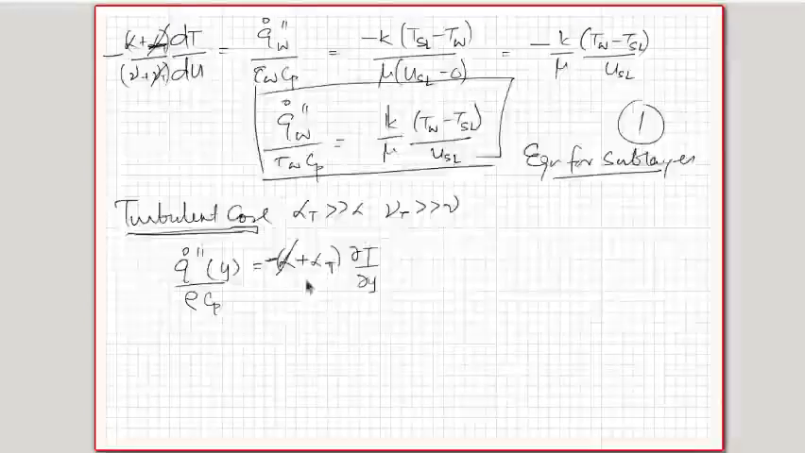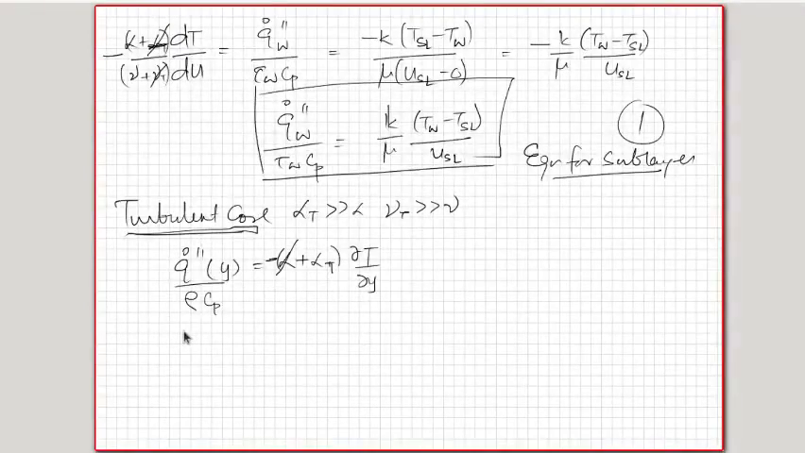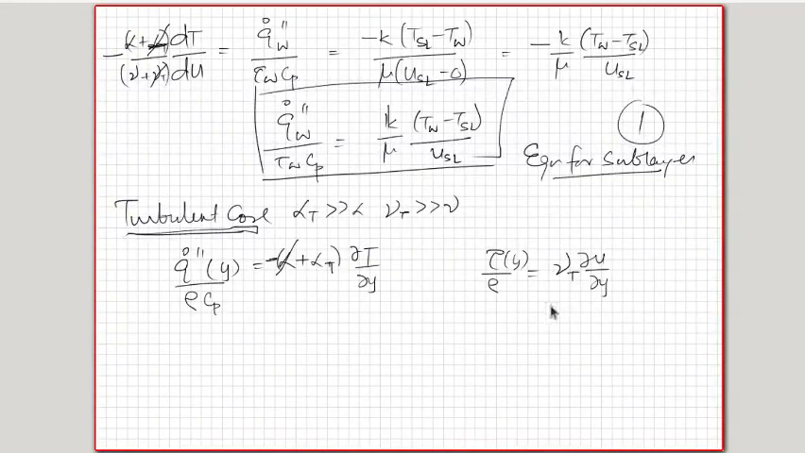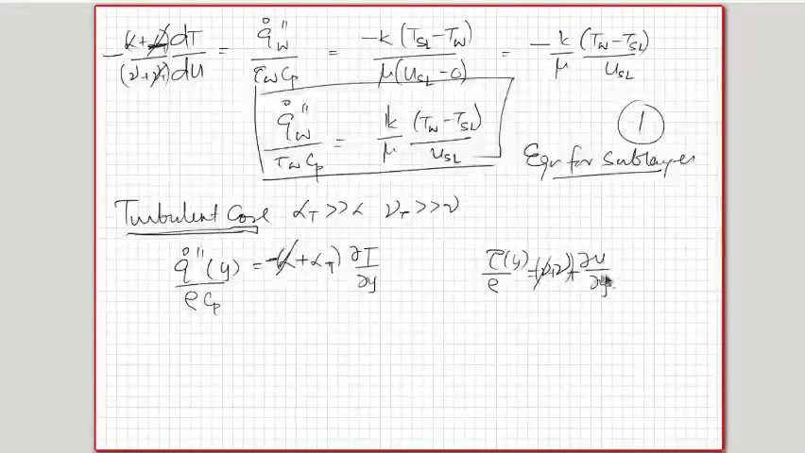In the same fashion, I can also write for the shear stress. The shear stress will be tau divided by rho, so this is tau at any y, and this would be equal to nu plus nu t times del u by del y. Since nu is negligible, this nu gets cancelled out because nu t is much greater than nu. So this tau by rho would be equal to nu t times del u by del y.